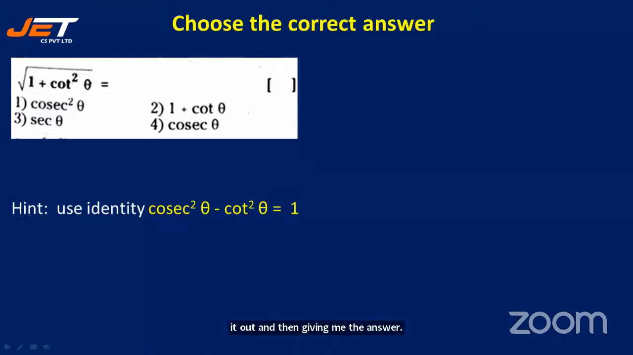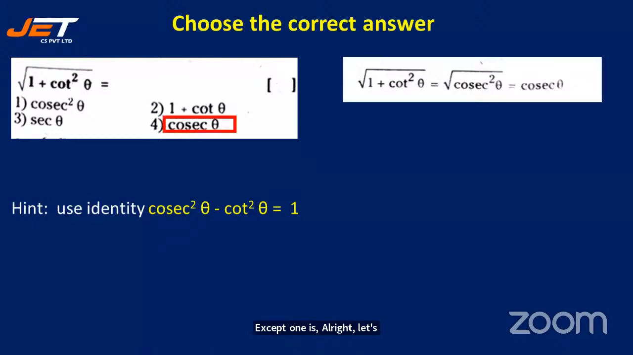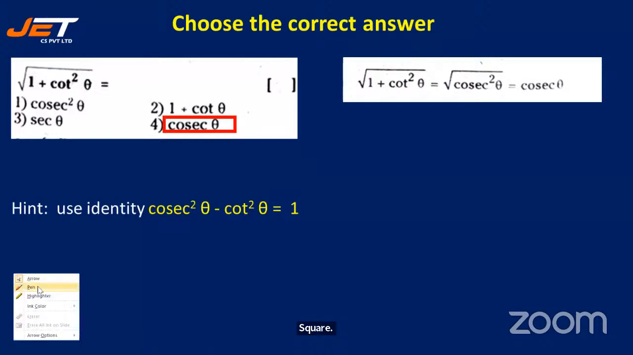Everybody says option 4 except one person. Yes, Bamandapalli Sunny, you're saying option 3. Why? All right, let's see. It is option 4, cosecant theta. How? What is 1 plus cot square theta? Just a second, let me explain.